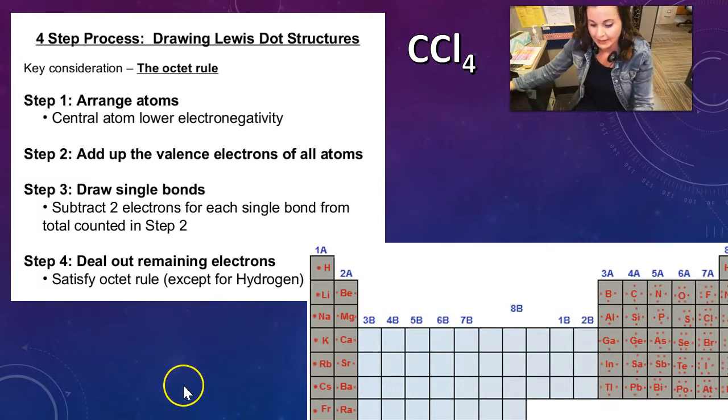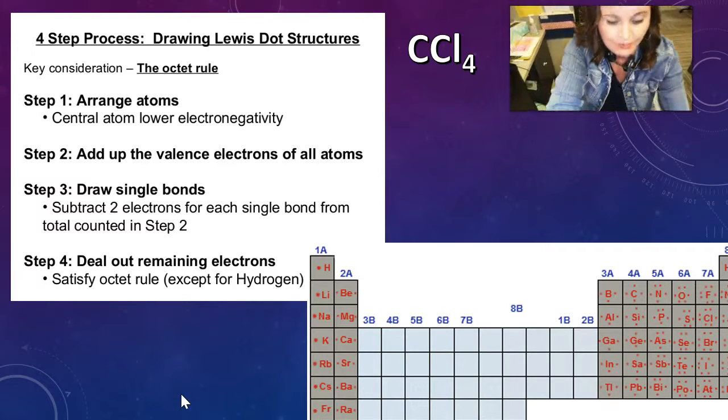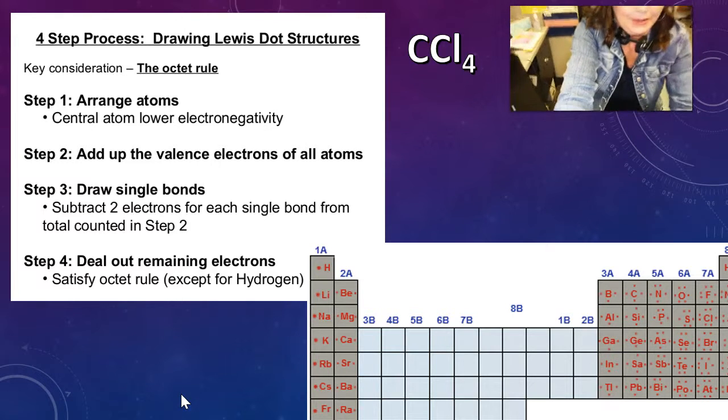I'm going to do it on the tablet down below here, and then we'll go through a few more examples. So first thing I want to do is to hang on a sec.